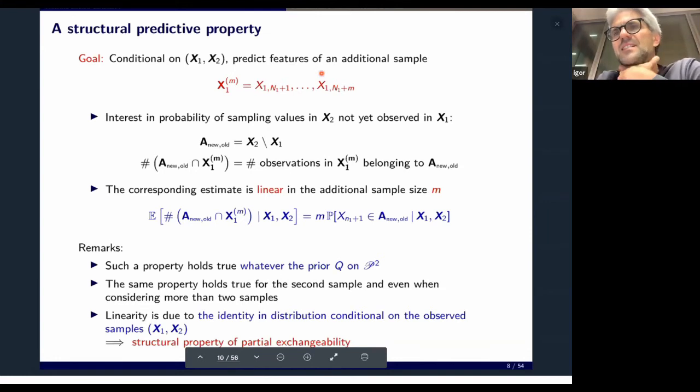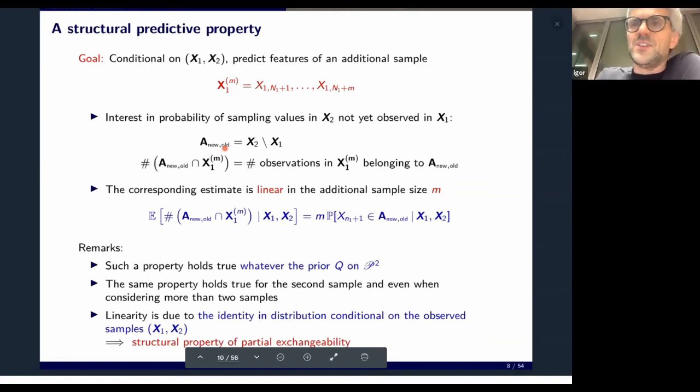And suppose I'm interested in the probability of sampling values which are already observed in X2, but not yet observed in X1. So I'm considering a model which shares the atom between the two, which has a positive probability of ties across the two random probability measures. So I want the probability of sampling values in X2, not yet in X1. Formally, I define this as the set A new old. So new with respect to the first sample, old with respect to the second sample.